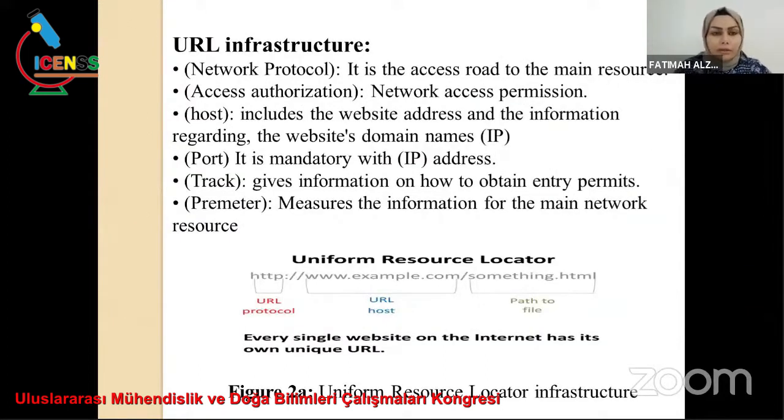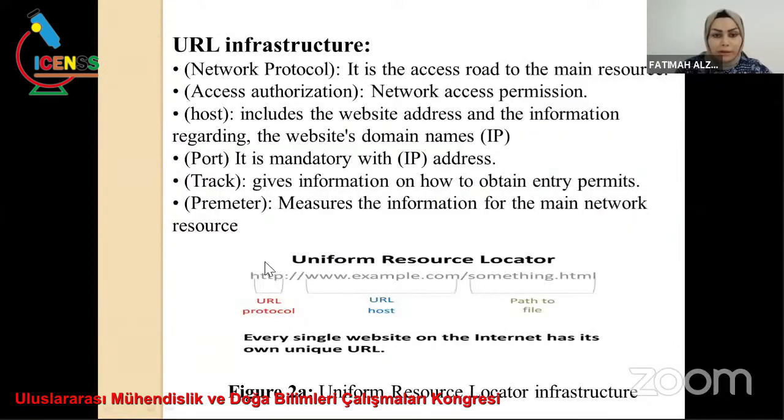URL infrastructure. Network protocol is the access route to main resources, access authorization, network access permission. Host includes the website address and the information regarding the website domain name, IP. Port is mandatory with the IP address. Track gives information on how to obtain entry permits. Parameter measures the information for the main network resources.